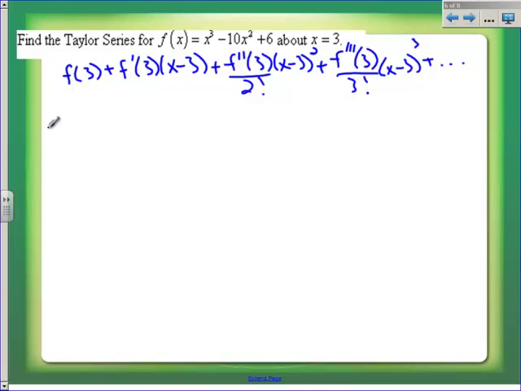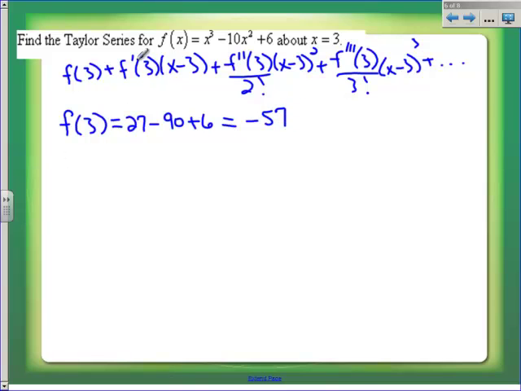So let's see here. Since f of x is x cubed minus 10x squared plus 6, I need to find f of 3. And that's going to be 27 minus, because 3 cubed is 27, minus 90 plus 6. And so that is equal to, what is that? Negative 63 plus 6 is negative 57.